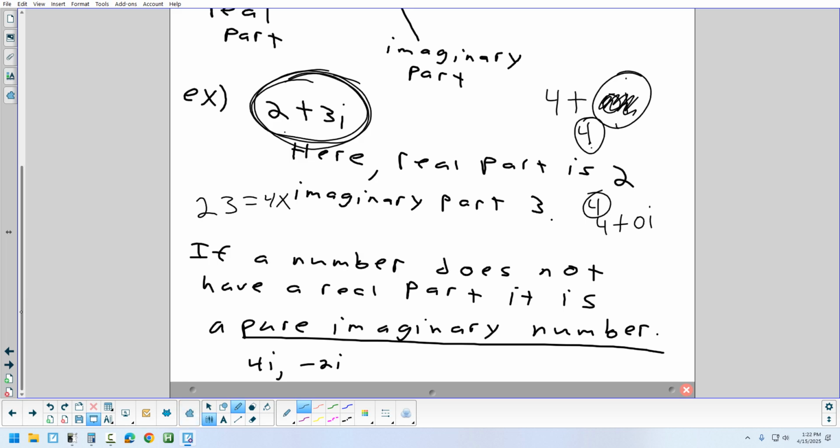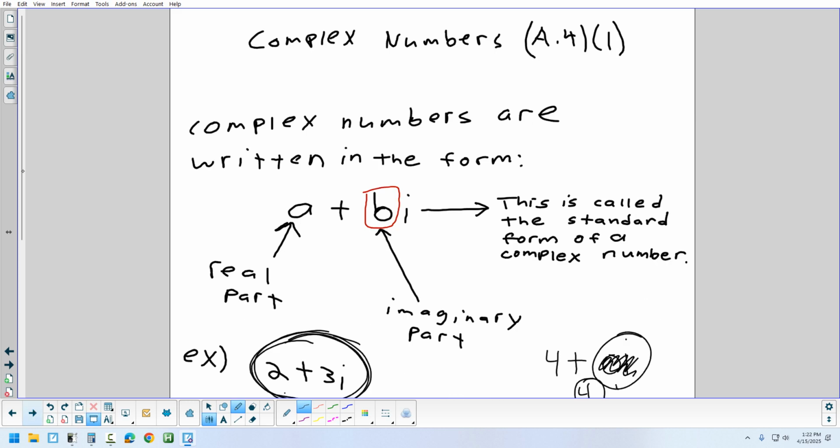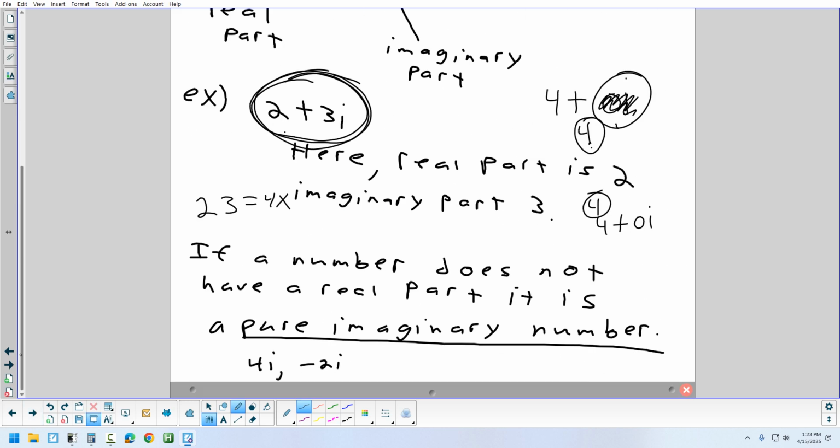Now, sometimes you don't have a real part. You're in that box that was on the right-hand side. That box looks like that. Think of the real part as 0 plus 2i. There was no real part. When you don't have a real part, that's called a pure imaginary number.